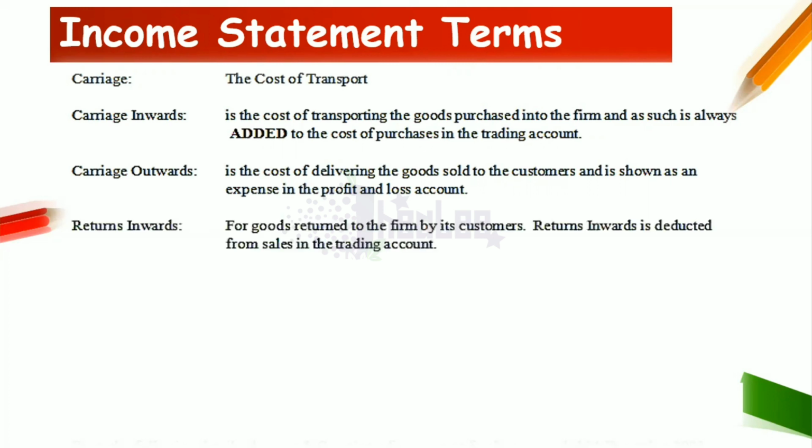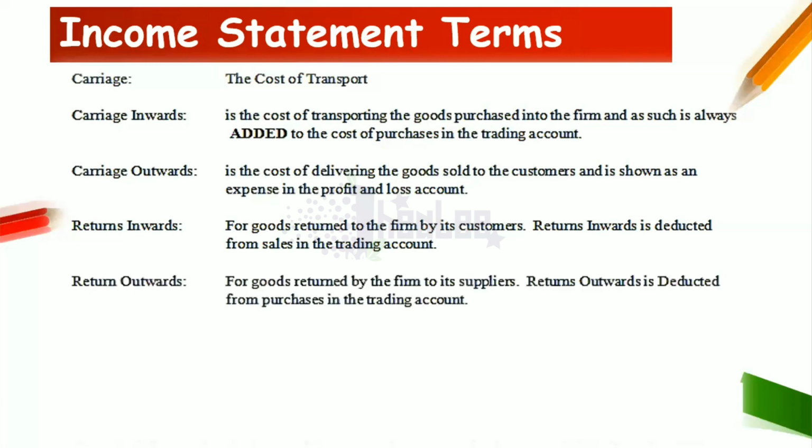Returns inward, which is also known as sales returns, is where your customers return goods back to the business. It is usually deducted from sales in the trading account. Returns outwards, another term for that is return on purchases. Basically, the returns of goods by the firm to its suppliers. And guess what? It is deducted from the value of purchases in your trading account. And that is when you're actually generating your gross profit.